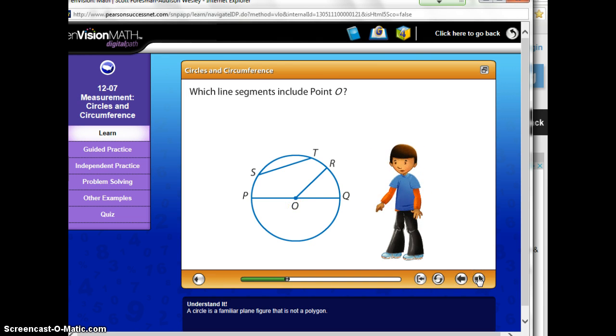Line segments include point O. So which ones include point O? That would be PQ because it goes right through O, and OR. OR would be considered a radius because it's halfway. PQ would be considered a diameter because it's all the way through.